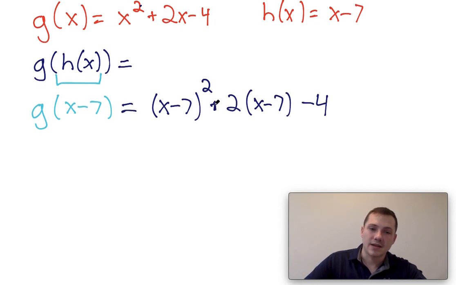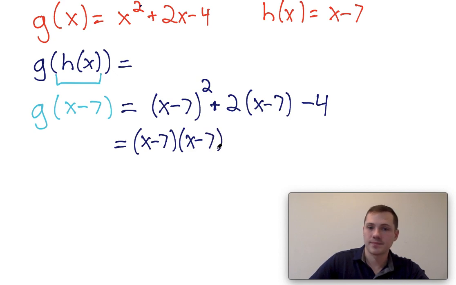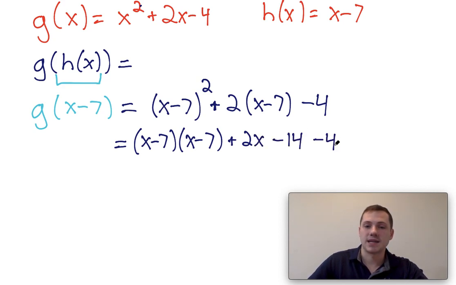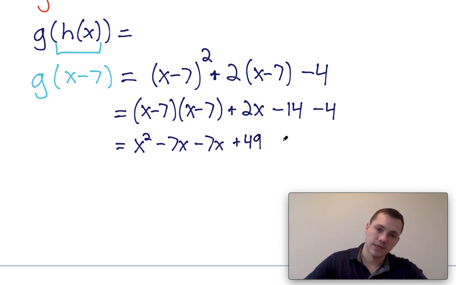Now to simplify this out, do not say that x minus 7 squared is x squared minus 49. It is not. X minus 7 squared is x minus 7 times x minus 7. This 2 can be distributed to give us plus 2x minus 14 and then minus 4. Now x minus 7 times x minus 7 needs to be FOILed out, and then plus 2x, minus 14 minus 4.